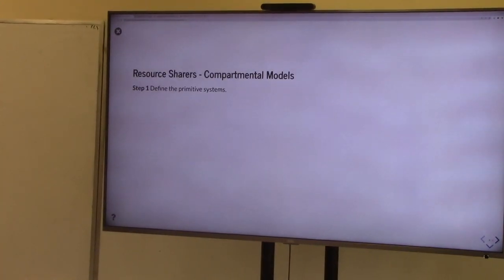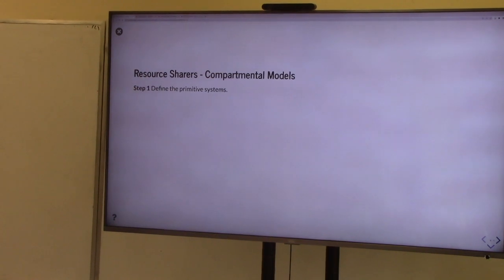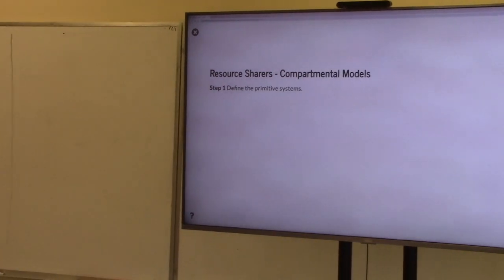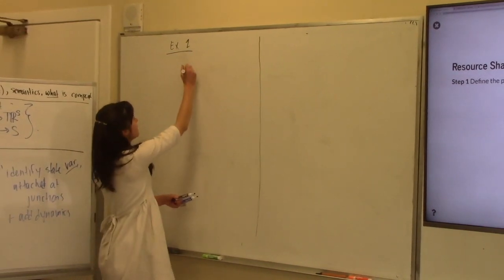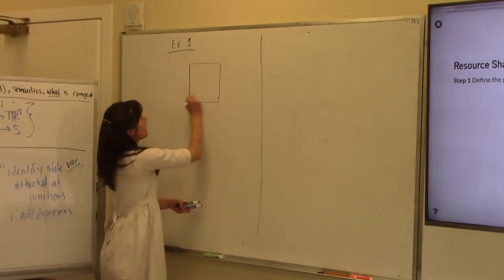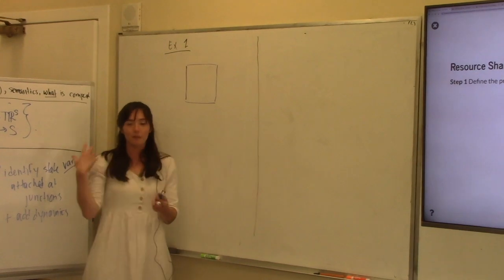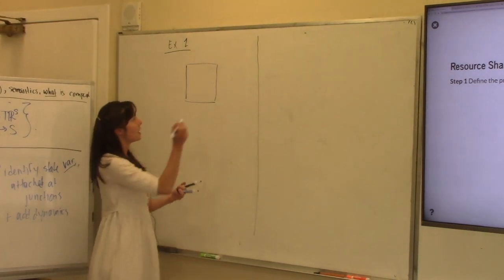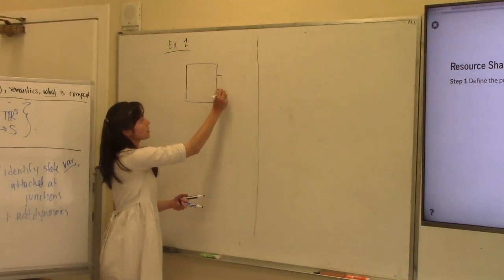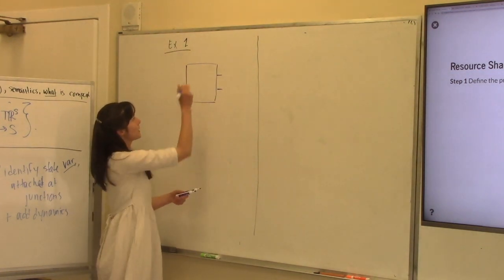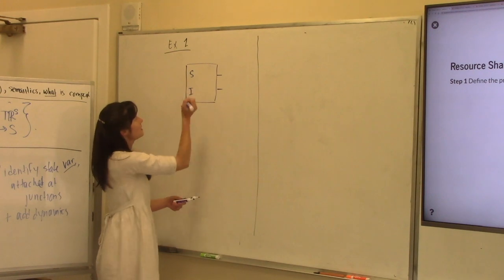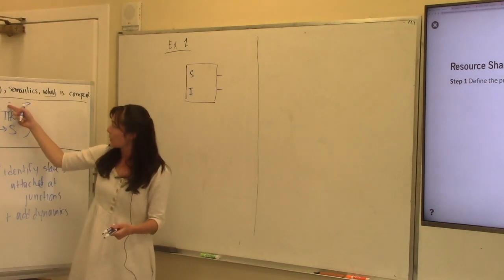And the first thing we're going to do is define our primitive systems. So I'm going to have a system that corresponds to, I'm thinking of it in my head as, infection. The interface is it has 2 exposed ports. And then its filling, its dynamics, is I'm going to have 2 variables, S and I.